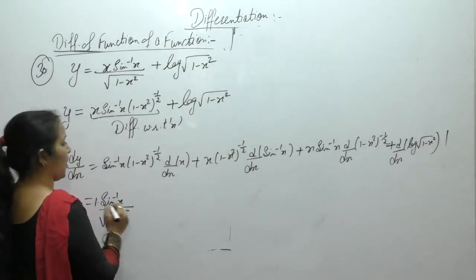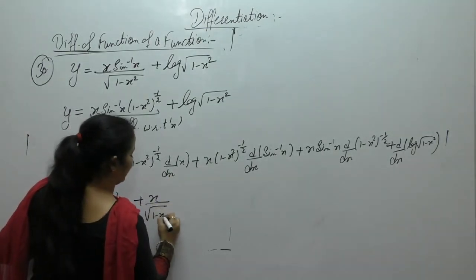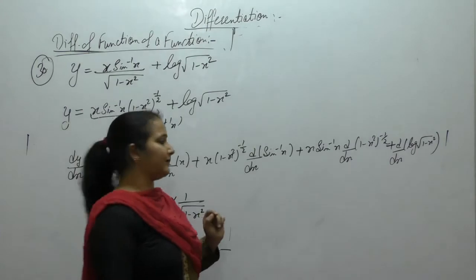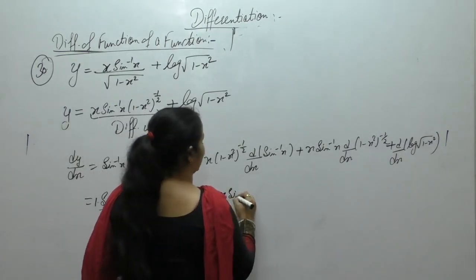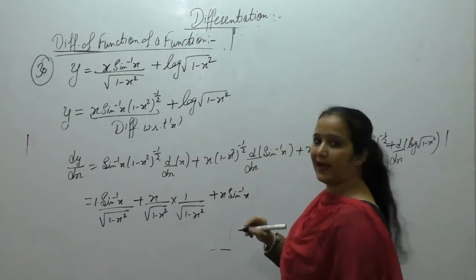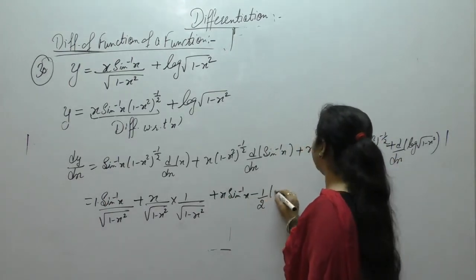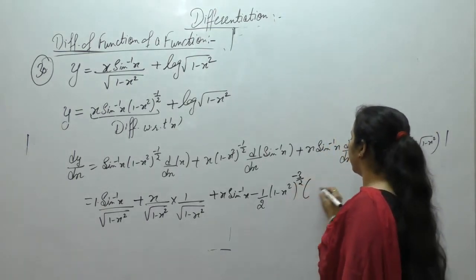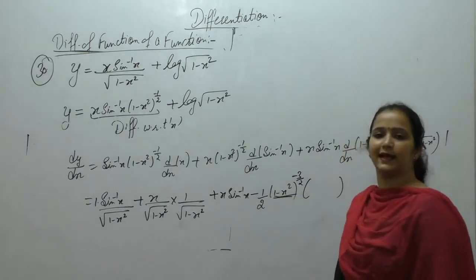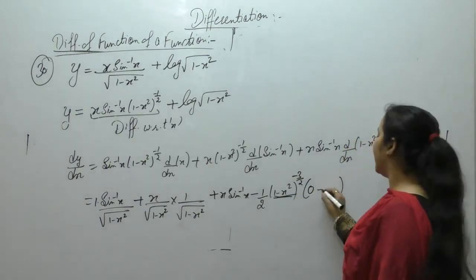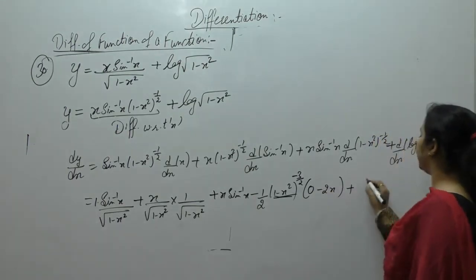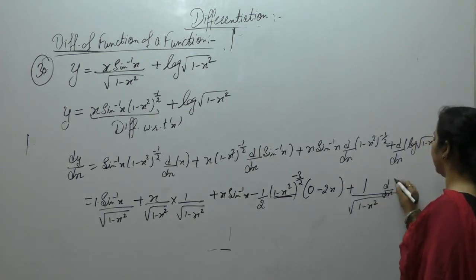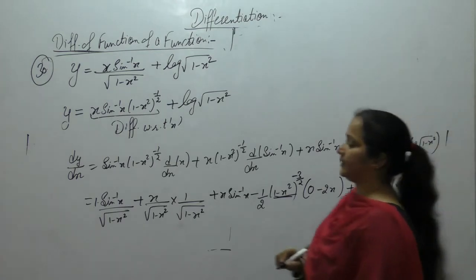Now sin⁻¹x/√(1 − x²). Derivative of x is 1. x/√(1 − x²), derivative of sin⁻¹x is 1/√(1 − x²), plus x sin⁻¹x to the power n, that is n·x^(n−1), with n = −1/2, so (−1/2 − 1). Now instead of x we have this term, so take the derivative of this. Derivative of 1 is 0, of x² is 2x. Derivative of log x is 1/x. Instead of x we have this term, so we will have to take the derivative of that term also.